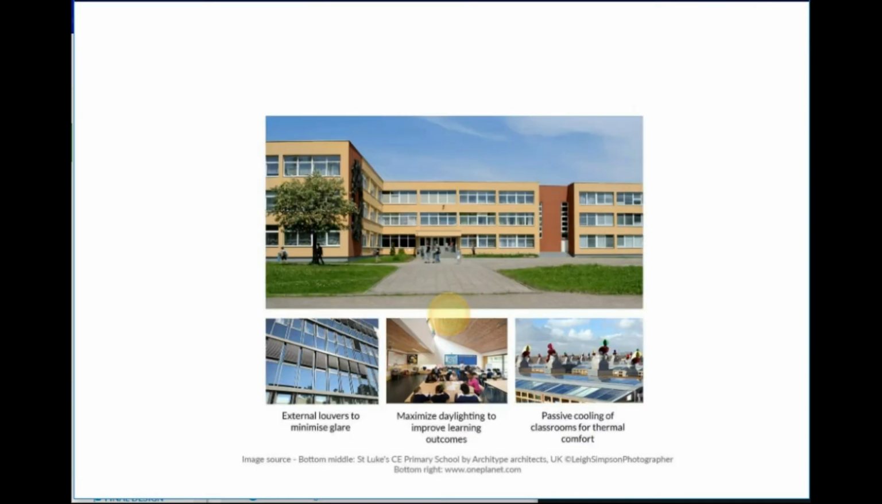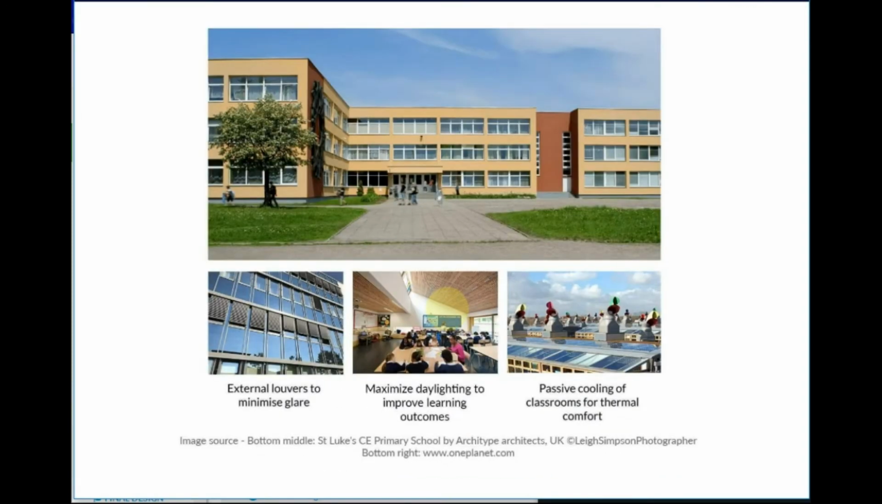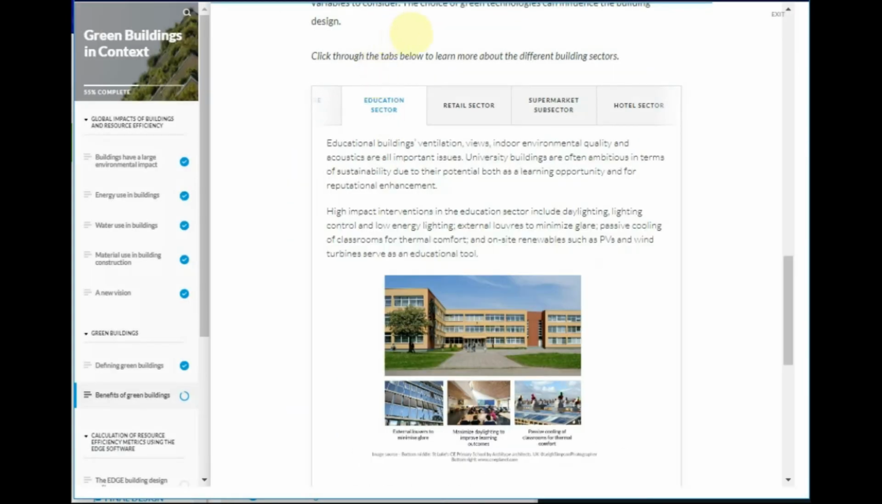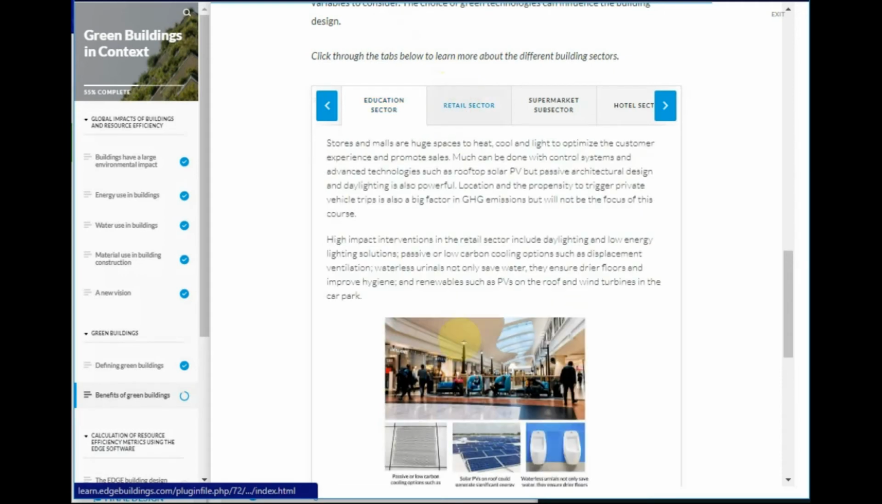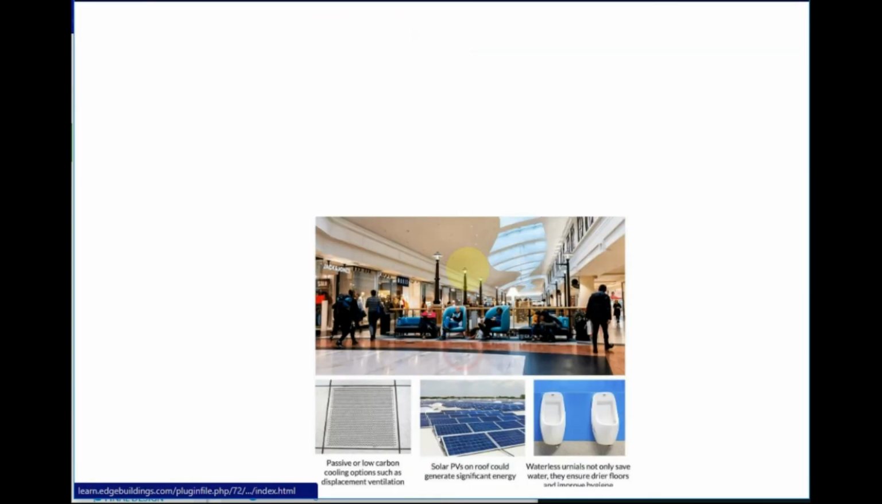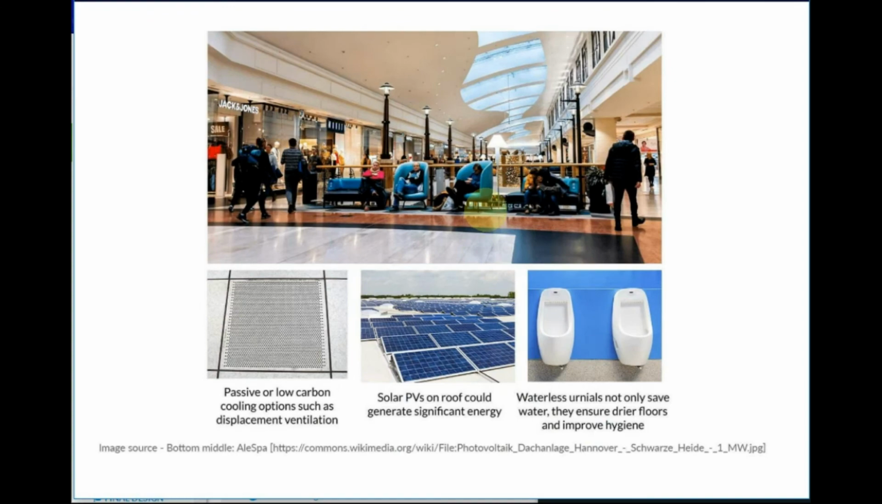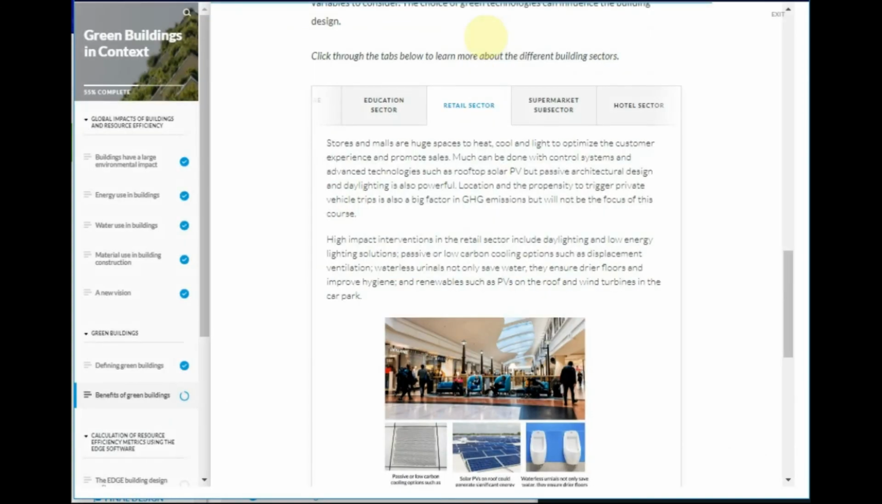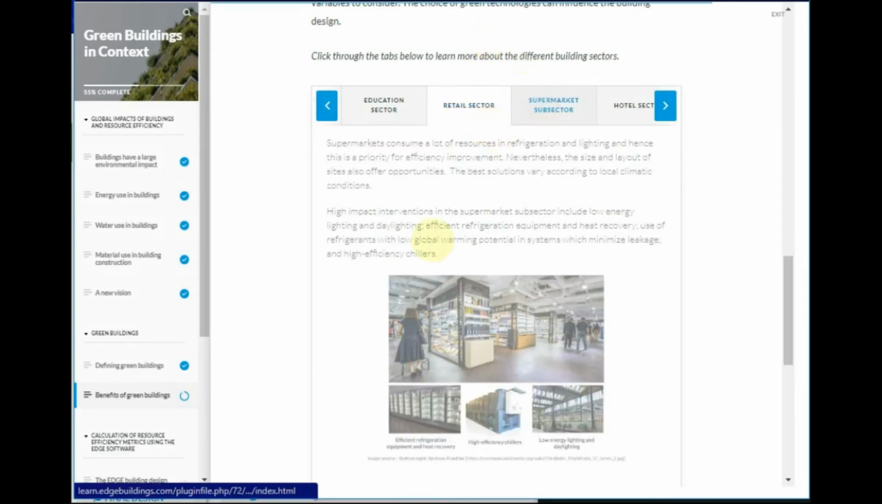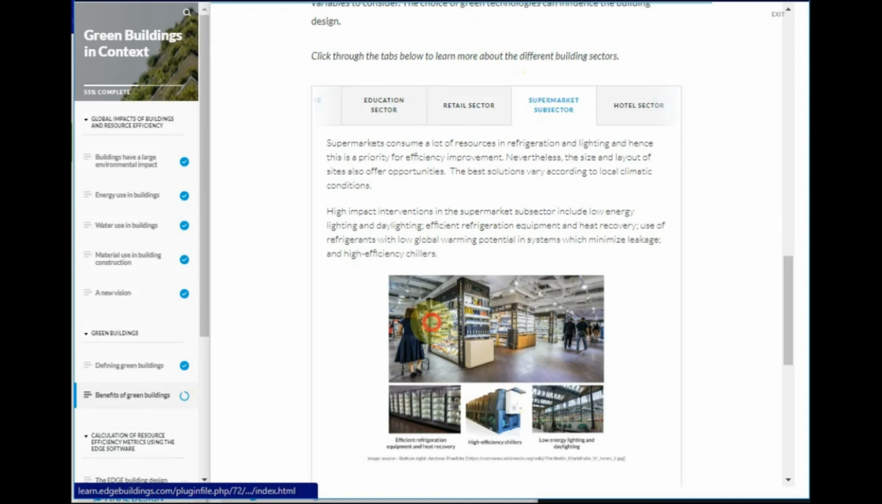Location and the propensity to trigger private vehicle trips is also a big factor in GHG emissions but will not be the focus of this course. High-impact interventions in the retail sector include daylighting and low-energy lighting solutions, passive or low-carbon cooling options such as displacement ventilation. Waterless urinals not only save water, they ensure drier floors and improve hygiene, and renewables such as PVs on the roof and wind turbines in the car park.